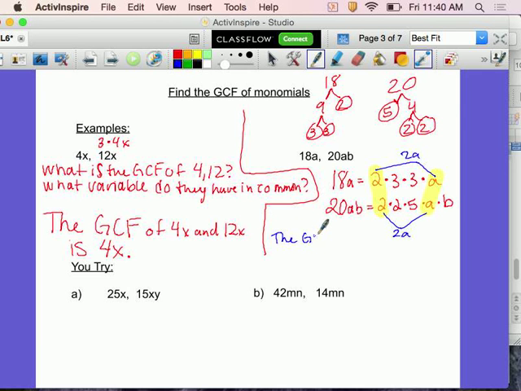The GCF of 18a and 20ab is 2a. Okay, so you try the next two. Pause the video, try those two, and check with the teacher.